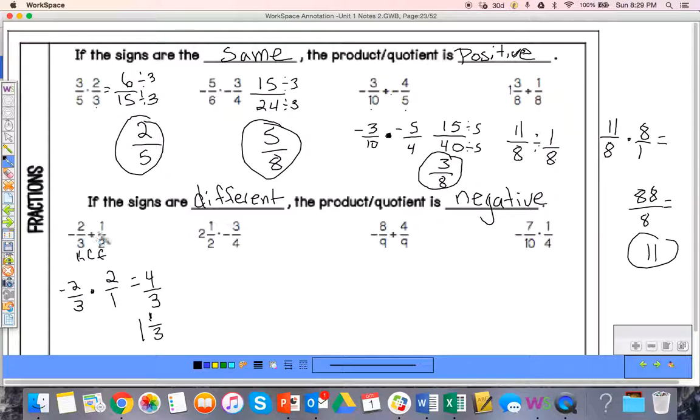We have a negative divided by a positive, so that's a bad thing happening to a good person. That's not fair, so we're negative. So negative 1 1/3.